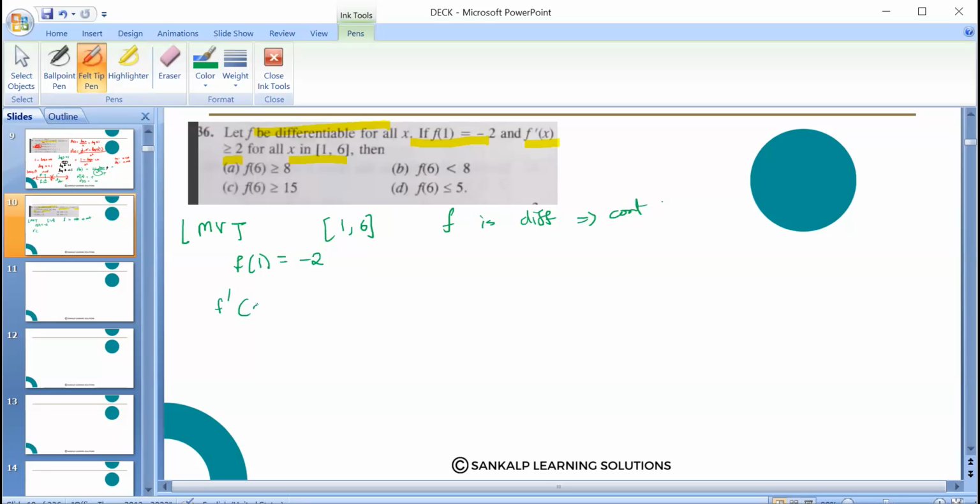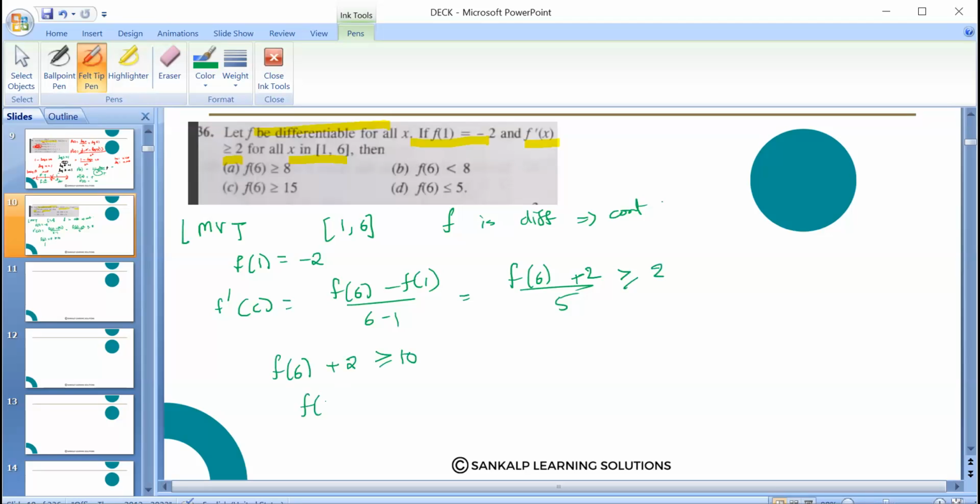So according to mean value theorem, f dash of c will be f of 6 minus f of 1 by 6 minus 1. f of 6 is not given, but f of 1 is minus 2, so plus 2 by 5. Because f dash is greater than or equal to 2, f of 6 plus 2 is greater than or equal to 10. f of 6 is greater than or equal to 10 minus 2, that is 8. So option A is the correct option.